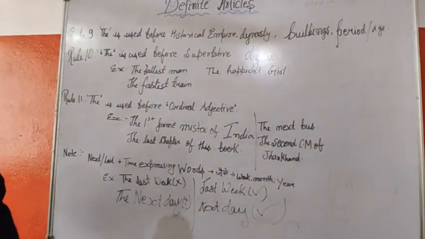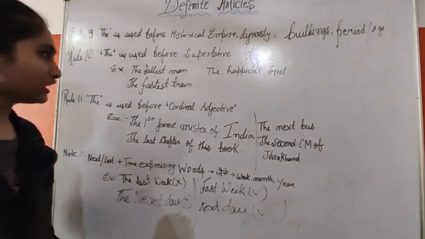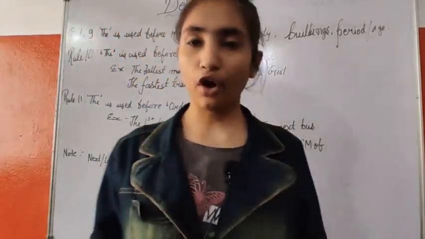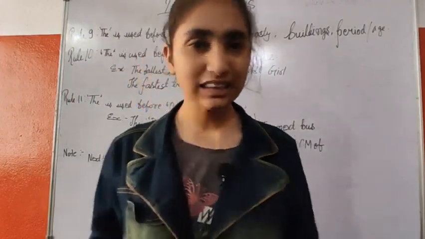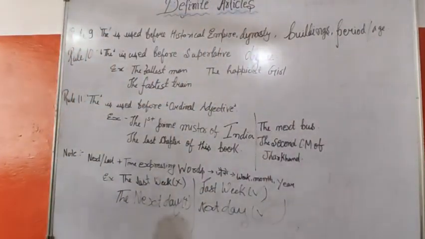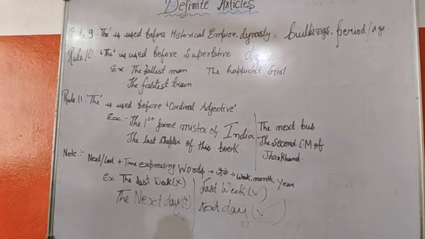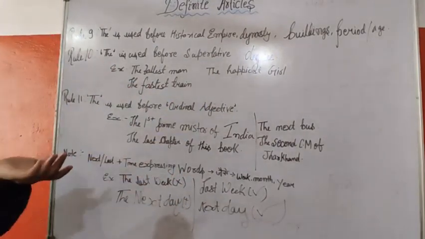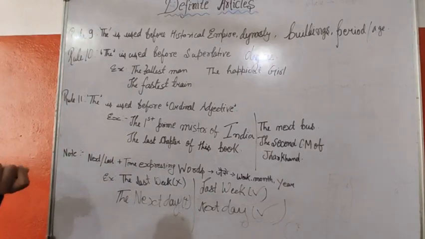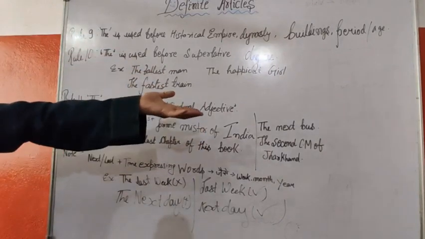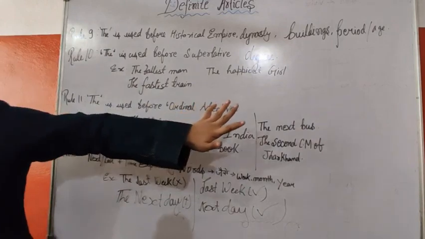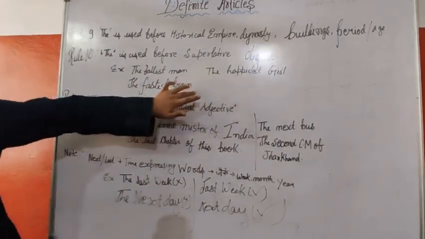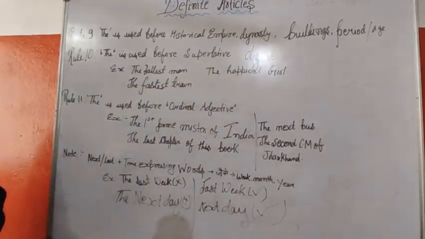What does rule number 10 say? "The" is used before the superlative degree. What is superlative degree? Tall, taller, tallest, fast, faster, fastest. Okay guys, so what are the examples? The tallest man, the happiest girl, the fastest train, the fastest runner. Okay guys, the most handsome boy. Okay, so these are examples of the superlative degree, but there is one contradiction.